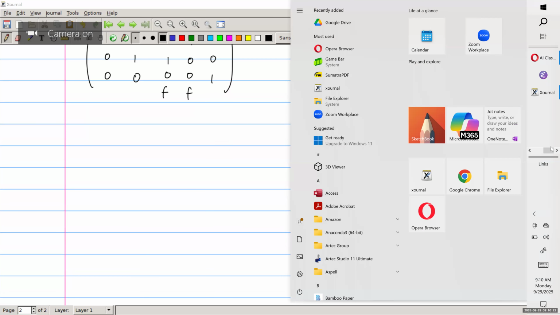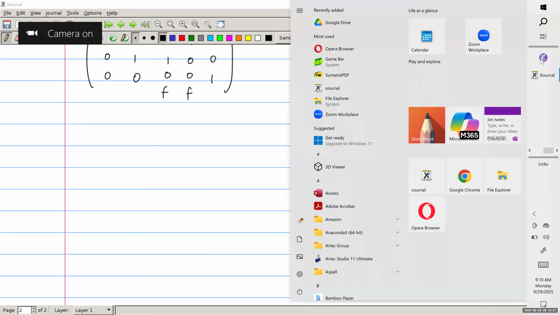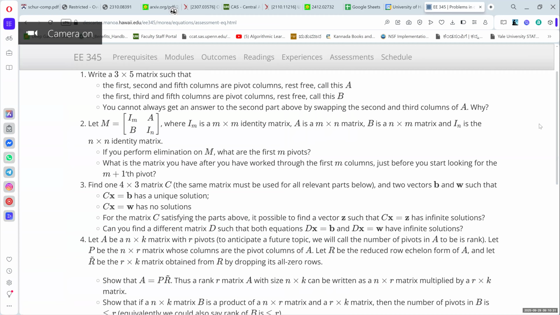Let's go to the next one, not this. Where is the window? Let's go to the second problem.